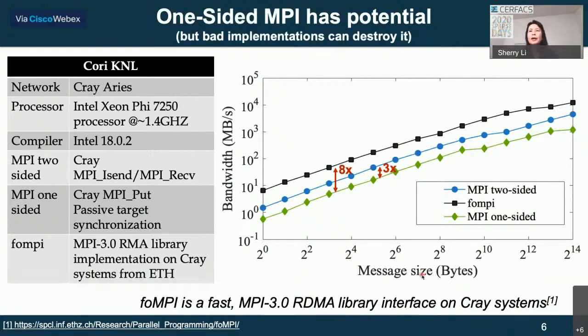So the picture here is a micro benchmark of the bandwidth with respect to the message size. You can see that for one-sided communication, this green one is the MPI one-sided from the Cray implementation. It's actually not very good. If you compare with the blue one, the two-sided, this Cray one is actually slower. The bandwidth is lower. But the good one is that foMPI gets a better bandwidth. And the difference, depending on your message size, can be 8x difference or 3x difference.